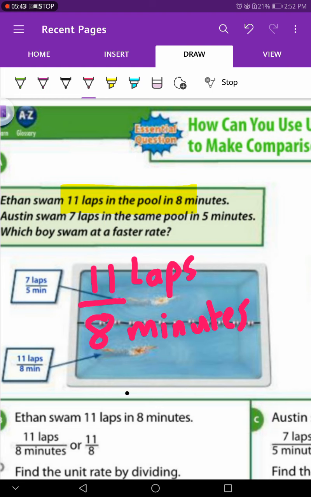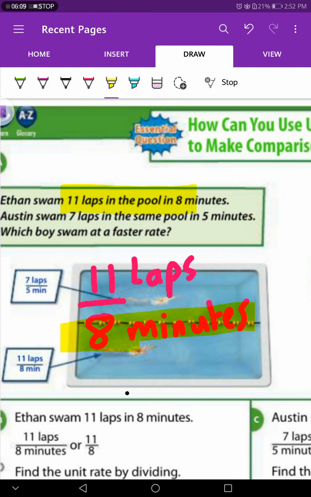Okay, I have to use the unit rate. Remember the unit rate. I use it to compare between two rates. Yes? And how do I find the unit rate? The teacher said I have to make the number that represents the time 1. What is the number that represents the time? See? This one, 8 minutes.